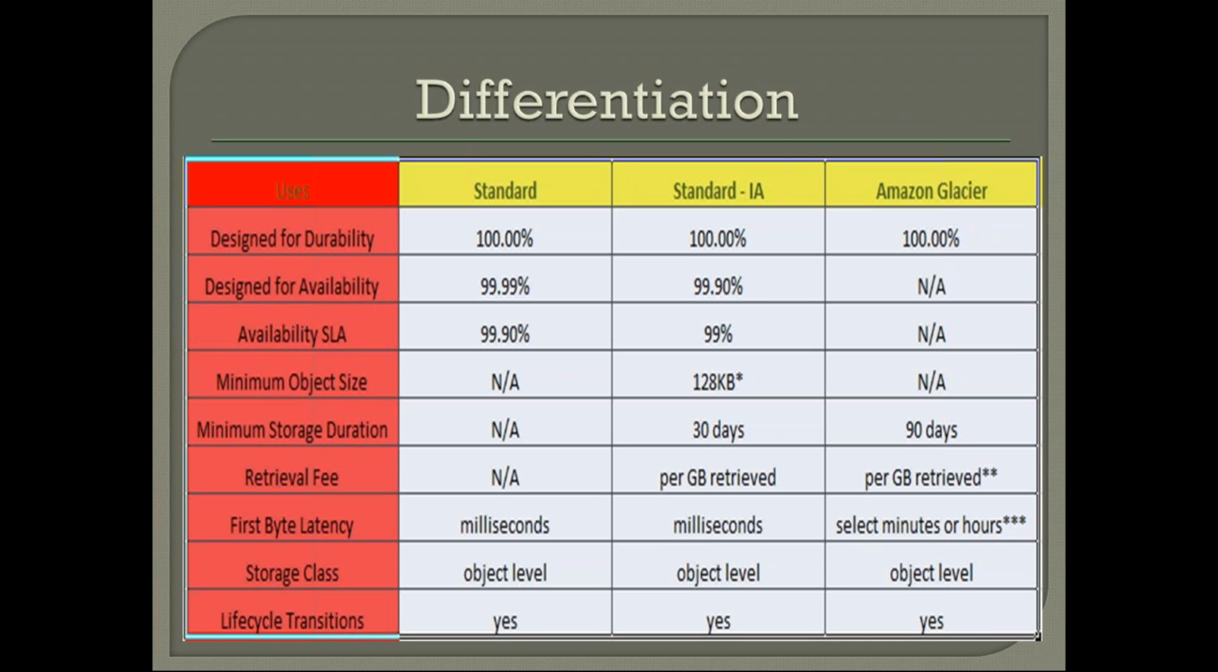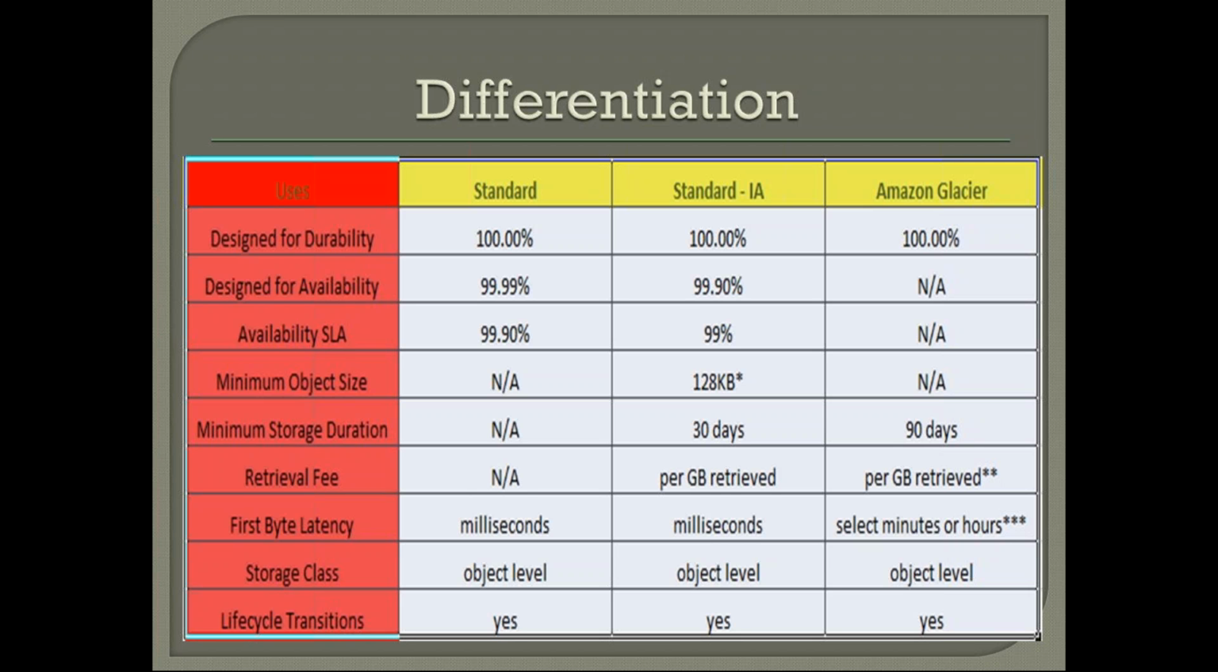The availability SLA is 99.9% in standard and 99% in infrequently accessed, and there is no SLA for Amazon Glacier, as it is just an archive, right? You are not accessing your data, it is just kept. If you want to retrieve it, you can put it in infrequently accessed and then retrieve and access those data. So that's why the SLA is not here. SLA is nothing but service level agreement.